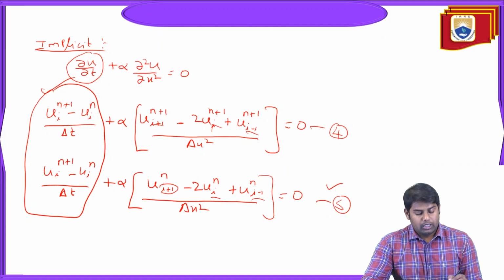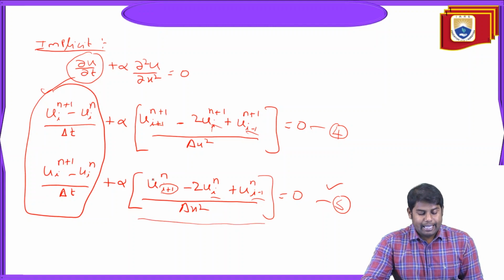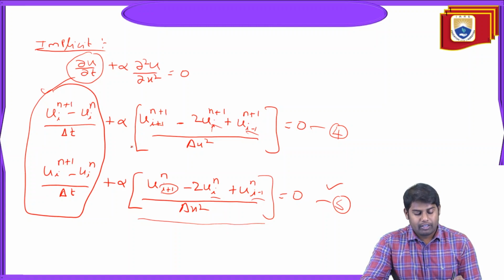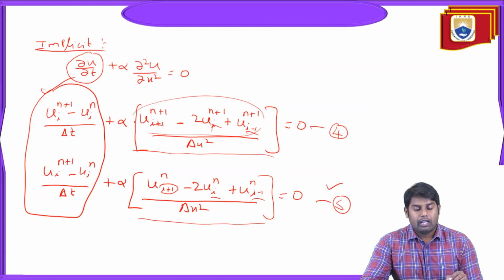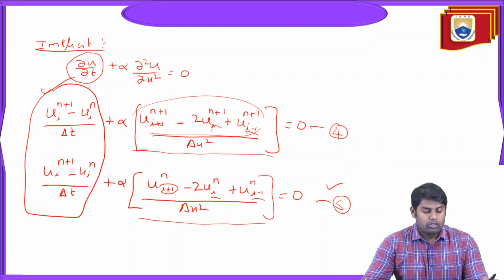In the explicit method, this term has all the variables which are known parameters. Whereas for the implicit method, these terms u of i plus 1 to the power of n plus 1, u of i to the power of n plus 1, u of i minus 1 to the power of n plus 1 are unknown terms. So when we compare equations 4 and 5, in equation 4 we have only one unknown parameter, which is u of i to the power of n plus 1.